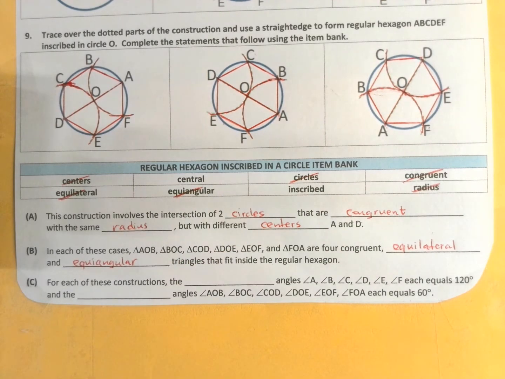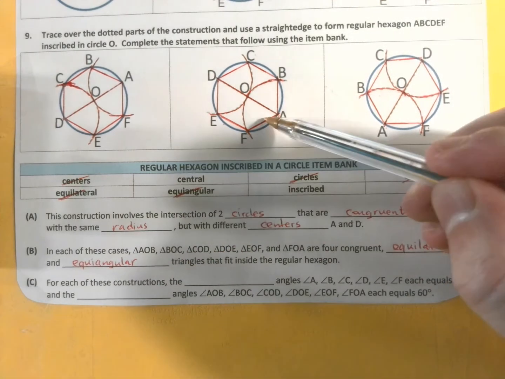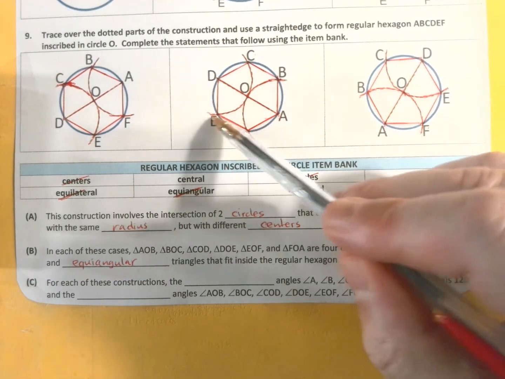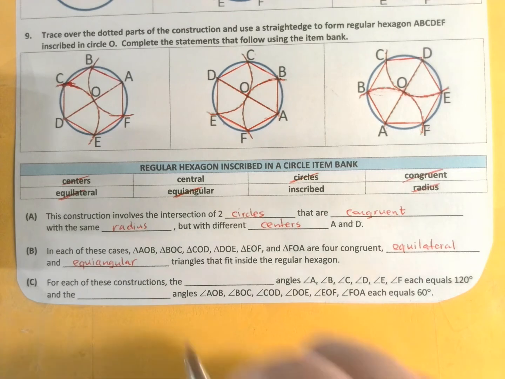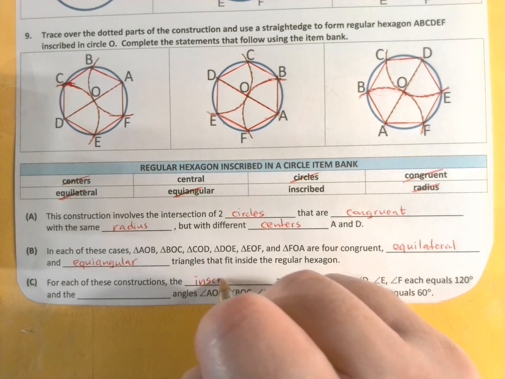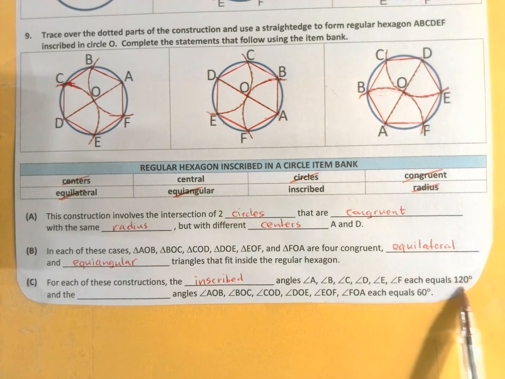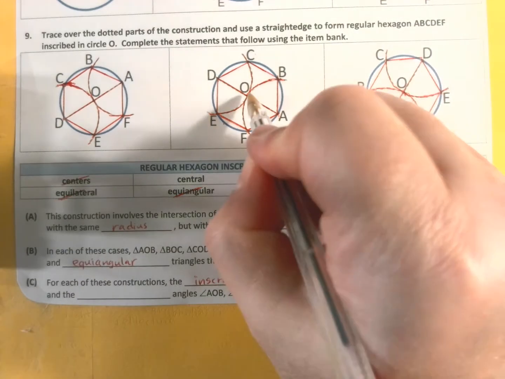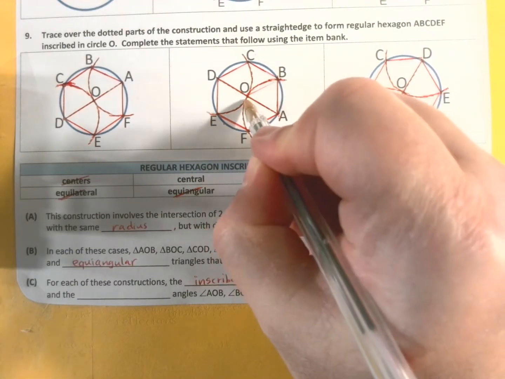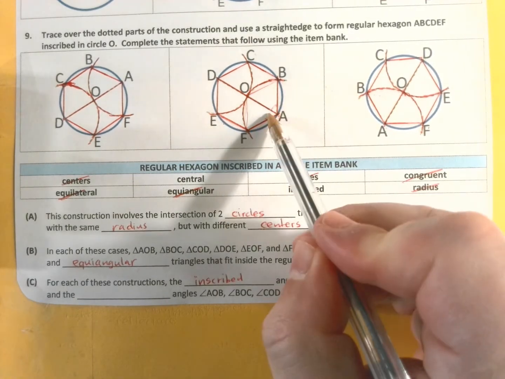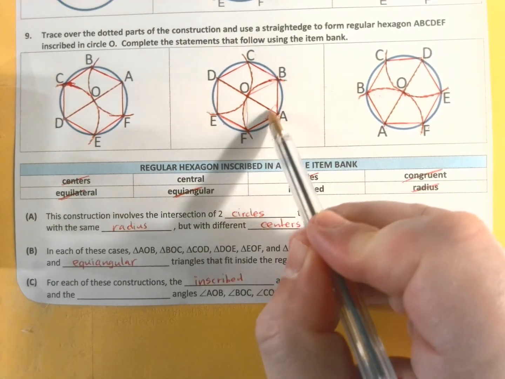For each of the constructions, if you look at angle A, angle B, angle C, angle D, angle E, and angle F, these are all inscribed angles. And these inscribed angles each equal 120 degrees. The reason why we know it's 120 is because these are all equilateral triangles. So if you look at angle A, if this is 60 and then that's 60, then 60 plus 60 will be 120 degrees.